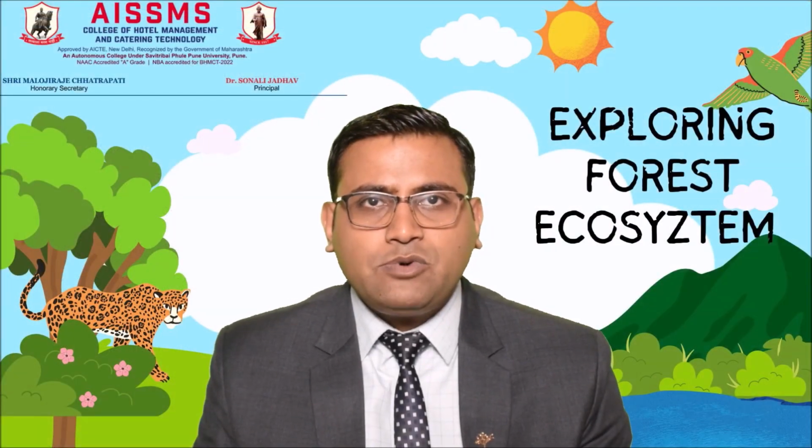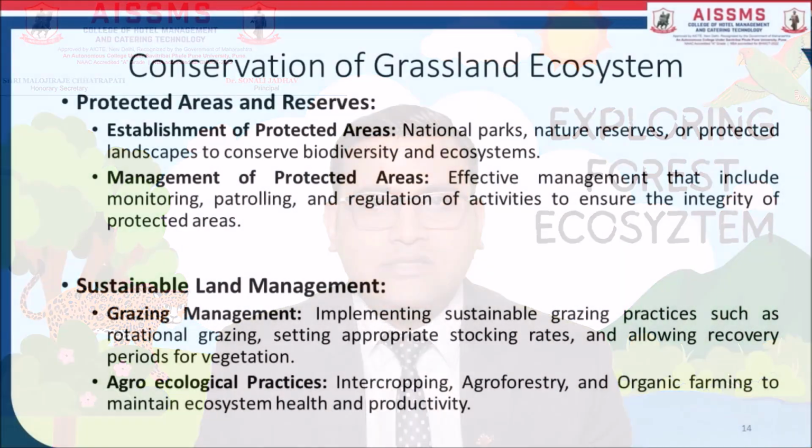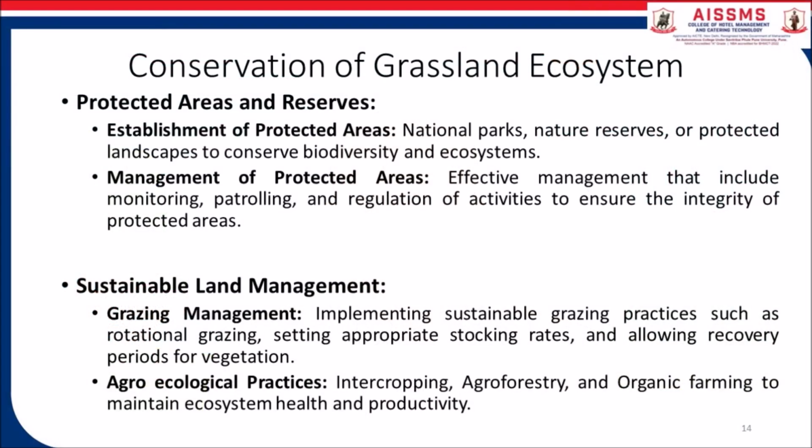First one will be the protected areas and reserves. All over the world we have established various kinds of protected areas such as national parks, national reserves, and protected landscapes to conserve biodiversity and ecosystems. Implementing effective management plans that can include monitoring, patrolling and regulation of activities ensures the integrity of protected areas.